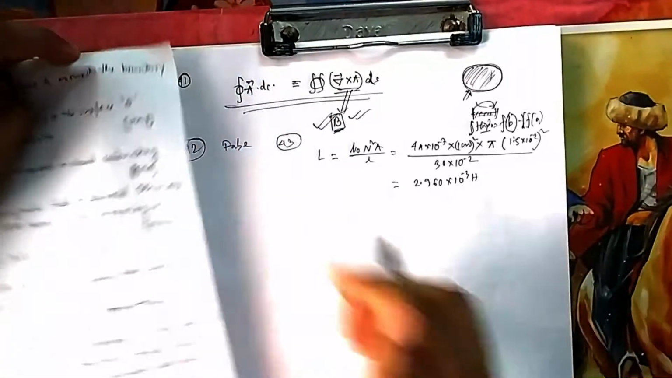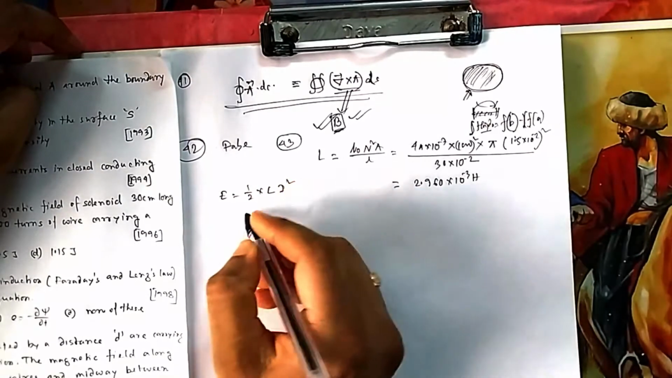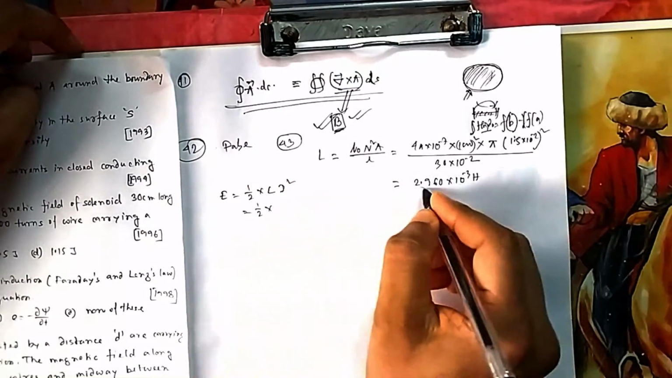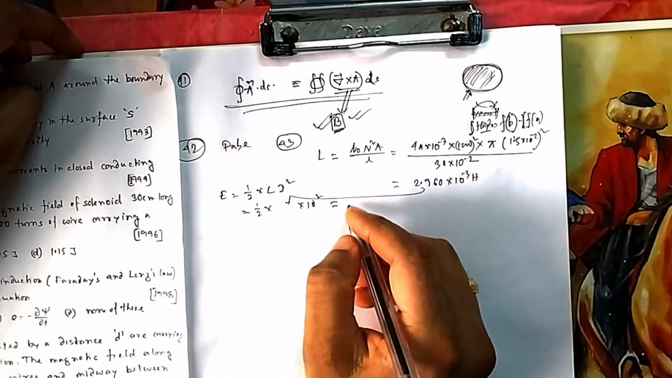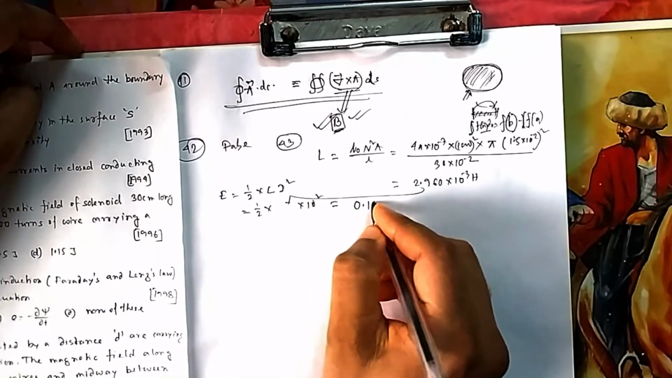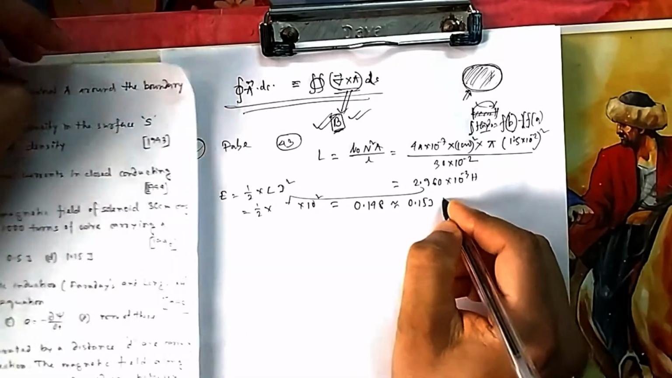So once you know this, you can find the energy anytime, that is half L i square. So half into L, you got it already, and I is equal to 10 square. If you put all these things, you will find your energy is coming 0.148, that is approximately equal to 0.15 joule. That is your option B.